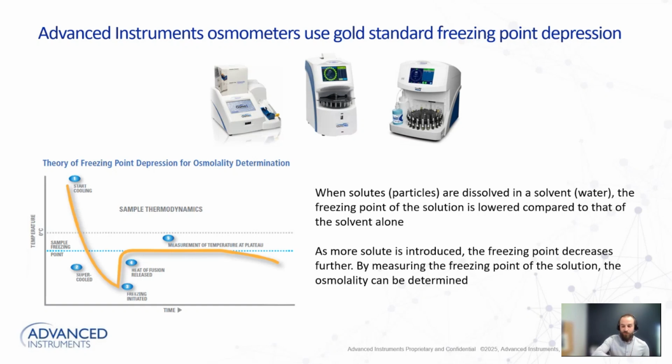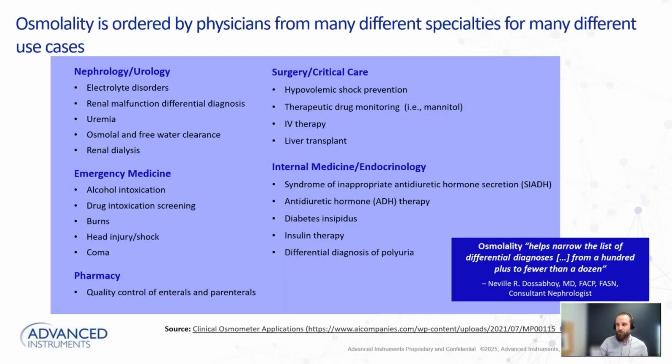After nucleation is performed, we'll actually see that freezing point plateau. And once it plateaus, that's when we can take the most accurate measurement, and that's how we're able to determine the osmolality based on the variation of the freezing point in the sample. So that's how these osmometers work.